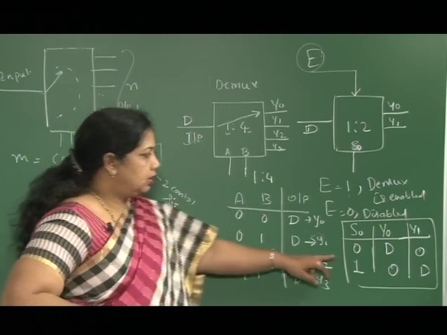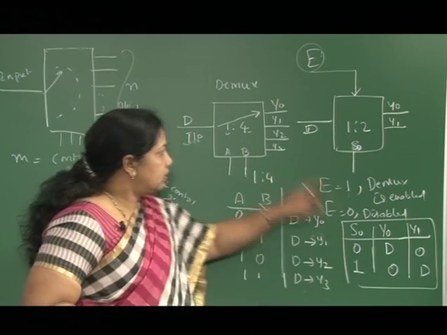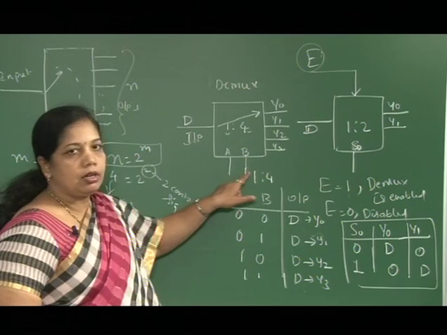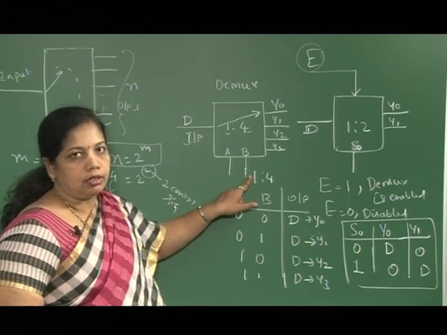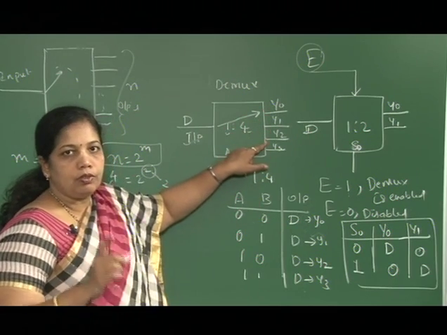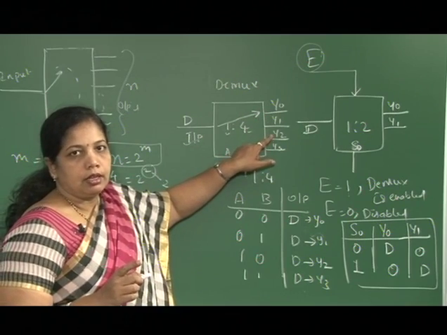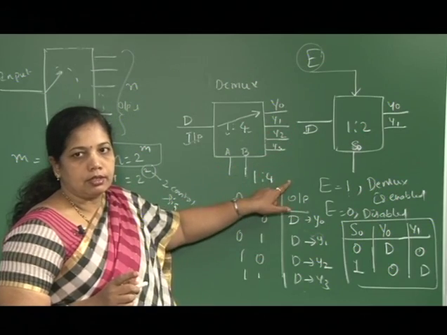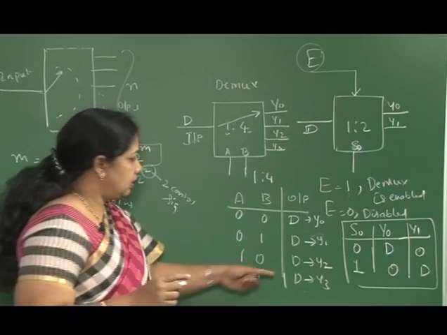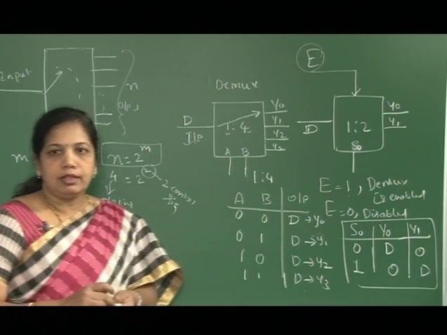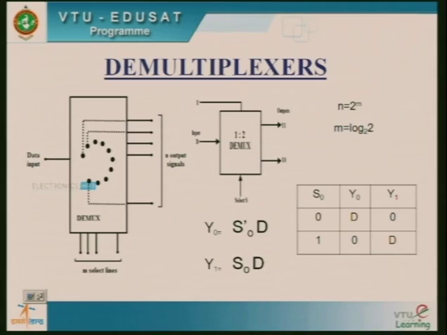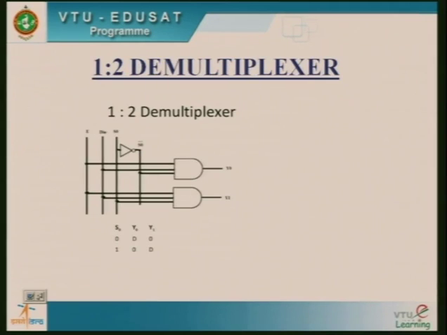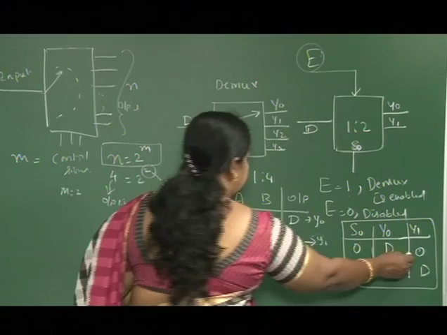Similarly I have written it this way for the 1:4 demultiplexer. You can just see here, the input is steered to the output based on the control signals I am giving. At a time, the input is sent to only one of the output lines. So how do we write the circuit diagram for this? Now let us discuss how to write the circuit for this. You can just see here.